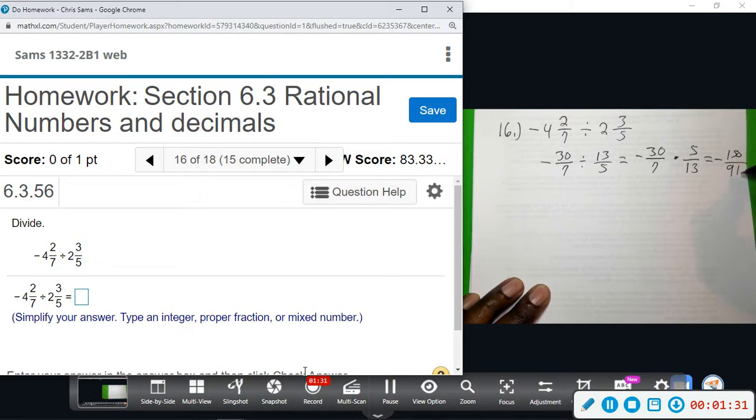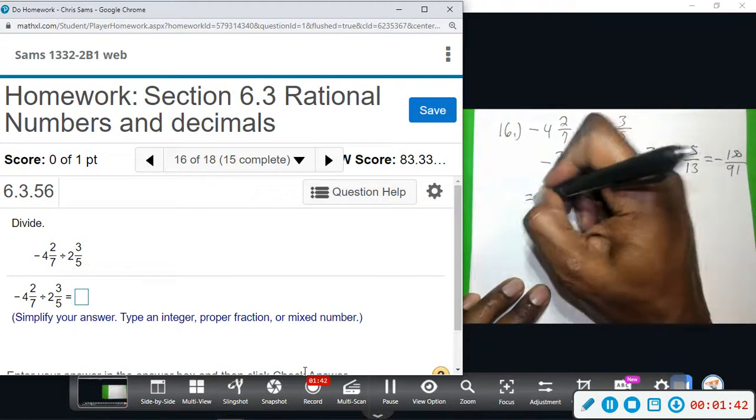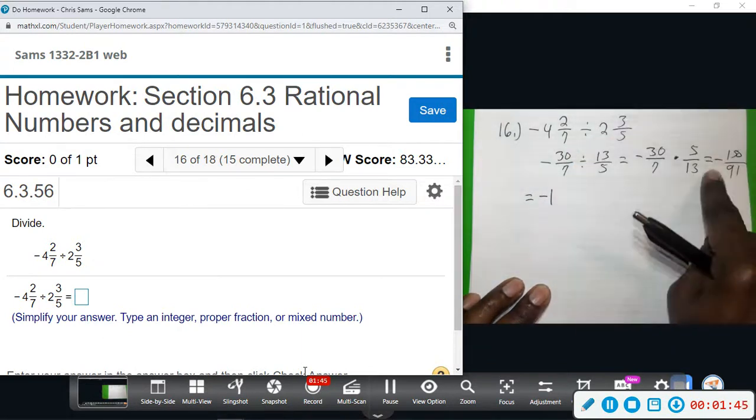And then 7 times 13 will give us 91. And I don't believe these will reduce, but we want to type a mixed number. So when we divide, 91 goes into 150 once. So since the number is negative, it's going to be -1.